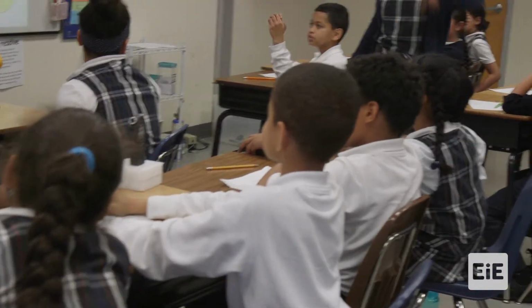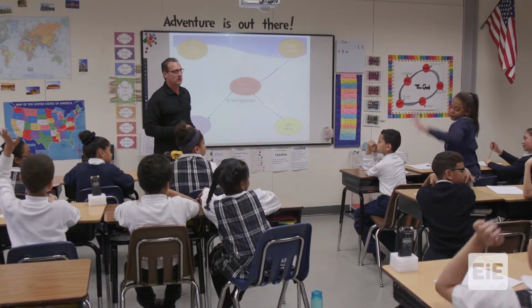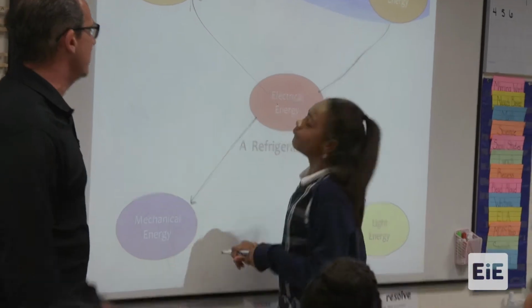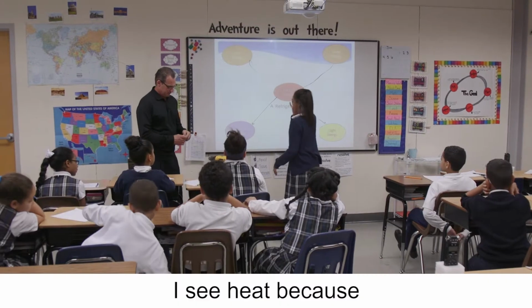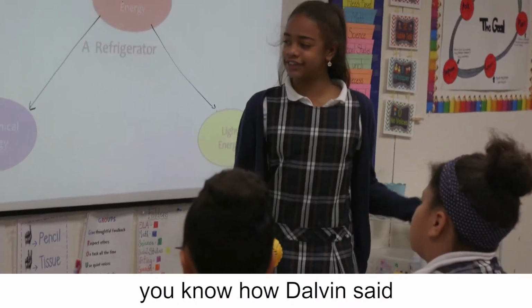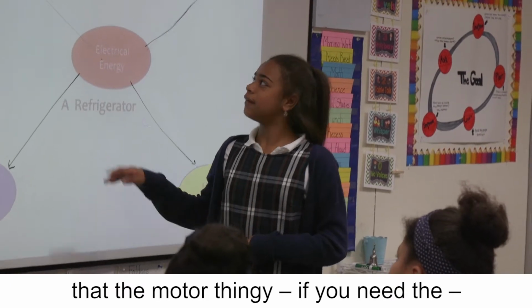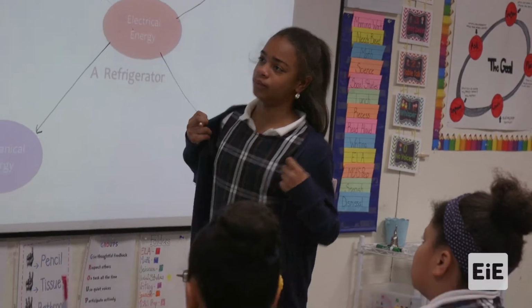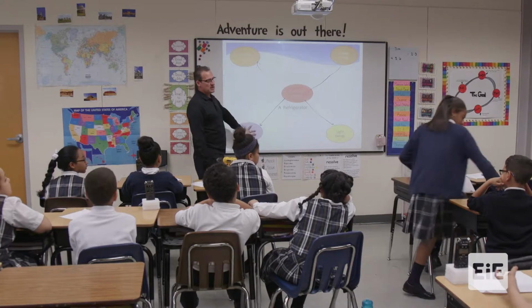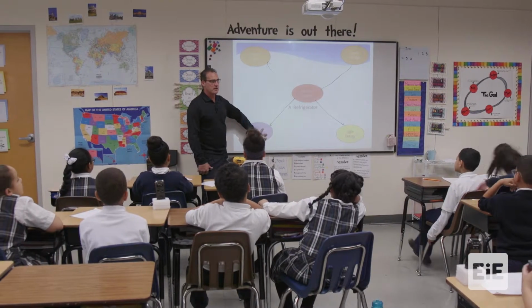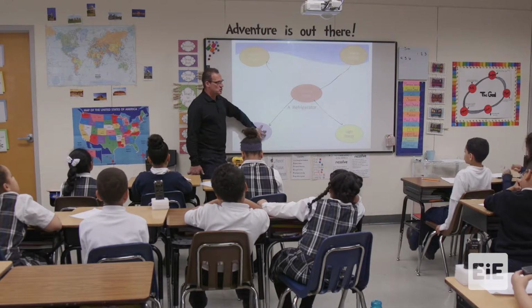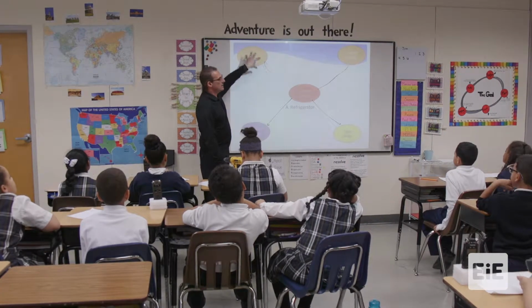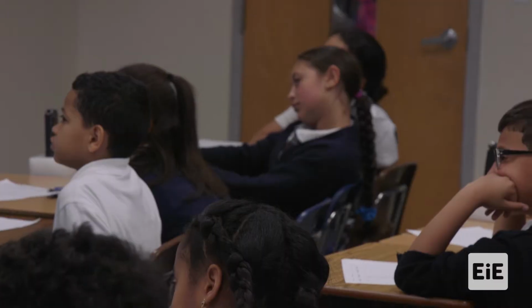Now, who says a refrigerator produces heat? Dorothy, come to the front of the class, please. Where do you see or feel heat? I see heat because, you know how the officer said at the motor thingy, when the motor moves, it provides heat. That's right. First of all, we established a refrigerator uses mechanical energy. Any type of machine is going to produce heat. If you feel the back of the refrigerator, it gets very warm.